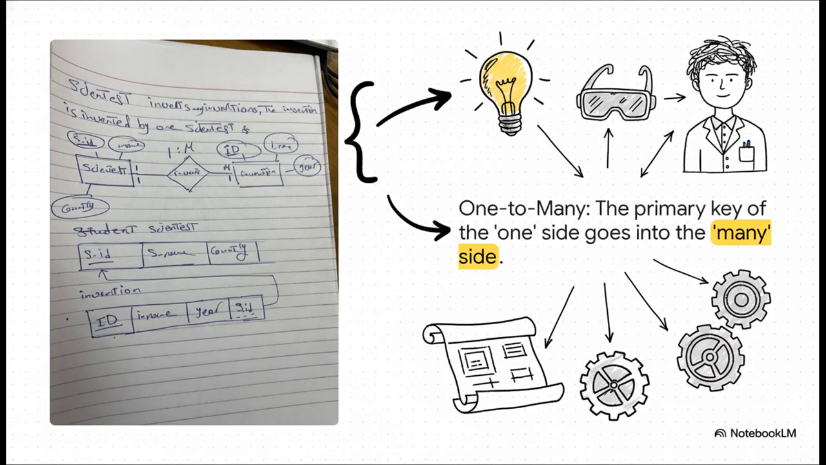Now for the most common type you'll see, a one-to-many relationship. Think of one scientist who comes up with many different inventions. The rule here is absolutely critical. You always take the primary key from the one side, in this case the scientist's SID, and you place it as a foreign key in the table on the many side, the inventions table. That way, every single invention is clearly linked back to the person who created it.